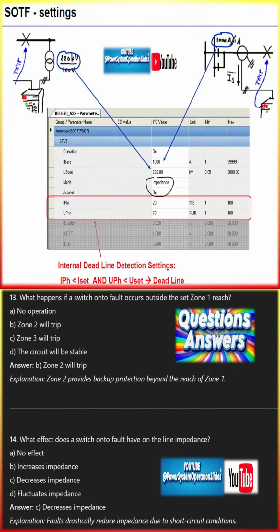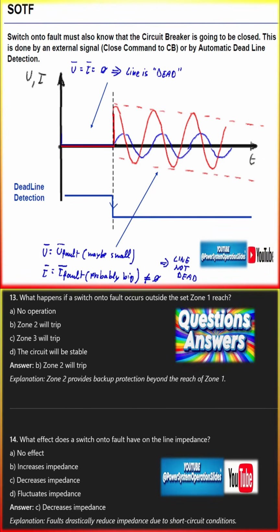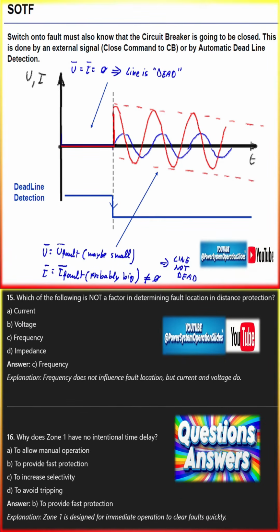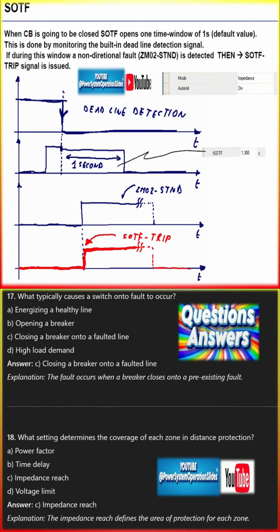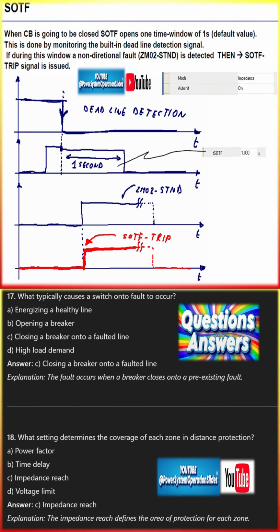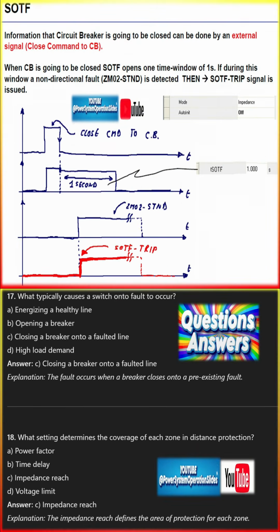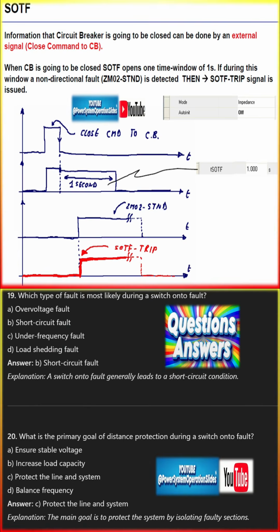Activation mechanism in the REL670. The REL670 line distance protection IED, intelligent electronic device, is designed with advanced features for fault detection, including SOTF. The typical sequence for SOTF operation is monitoring the line voltage. The relay continuously monitors the line voltage. Before the breaker is closed, the voltage is near zero if the line is de-energized. If there is a fault, this voltage remains very low. Breaker closure detection.